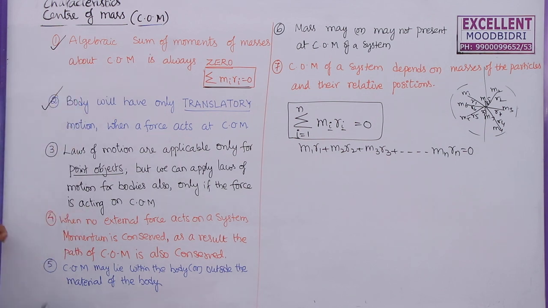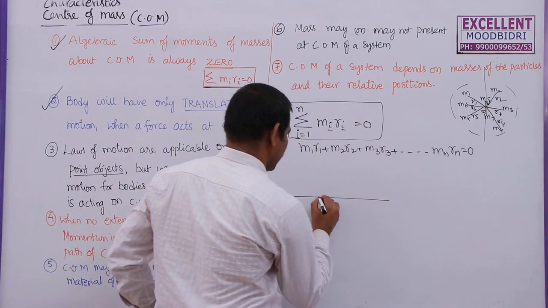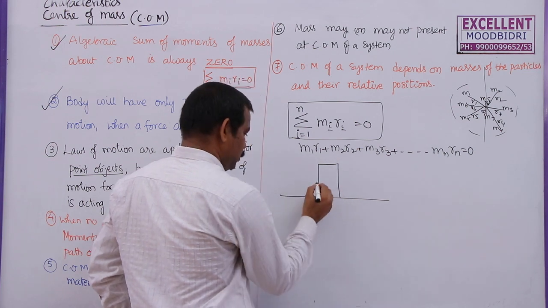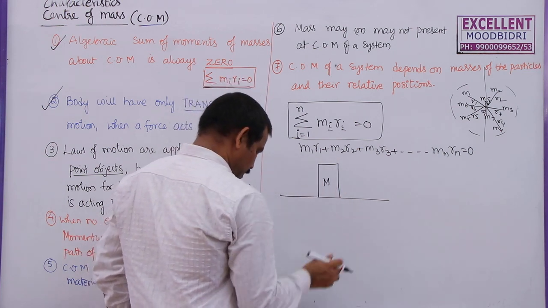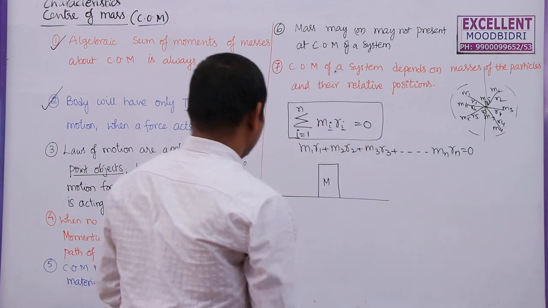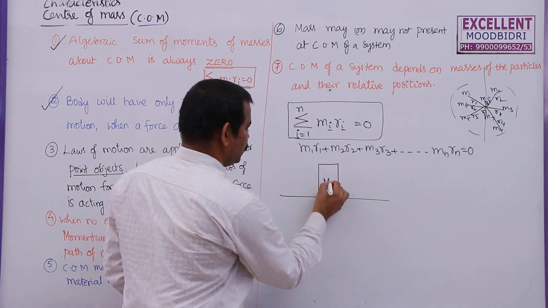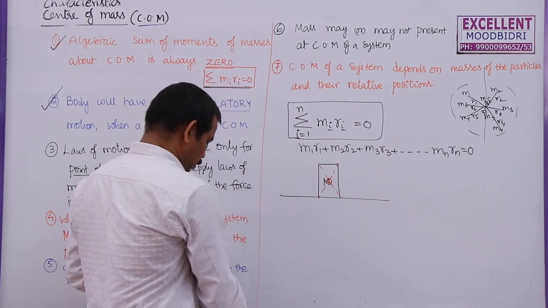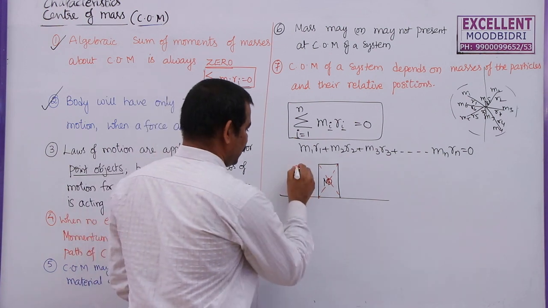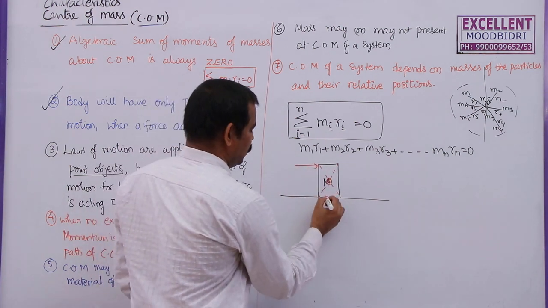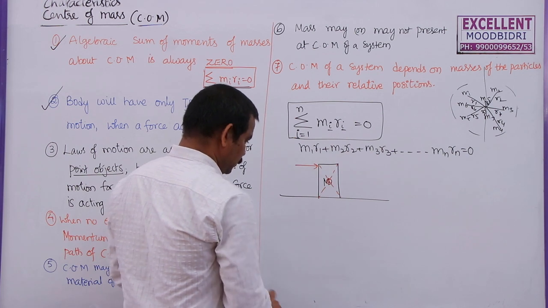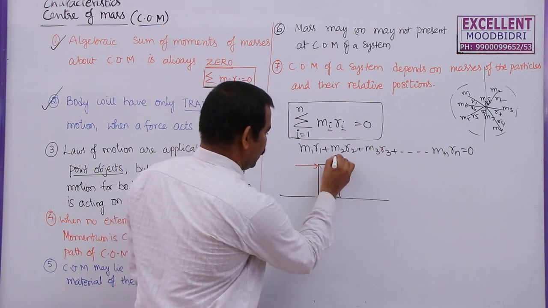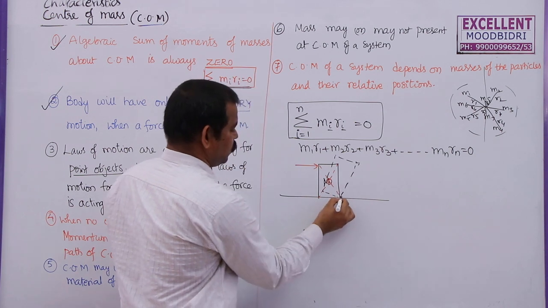Now see the second point. Body will have only translatory motion when a force acts at center of mass. This also we discussed earlier. If you take a body here, let the mass of this body be m, and let the center of mass of this body lie exactly here, as it is a regular body. This is the center of mass. Let us say this is a plate. Now, if you apply force somewhere here, we know that the body will change its position, and about this point it may tilt or rotate. So it is going to rotate here.